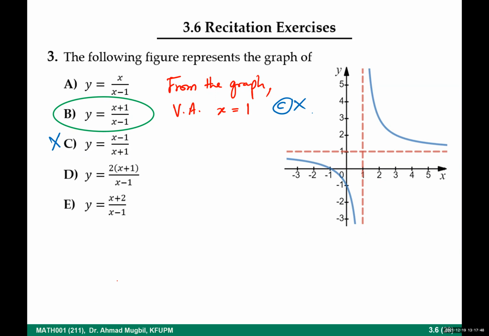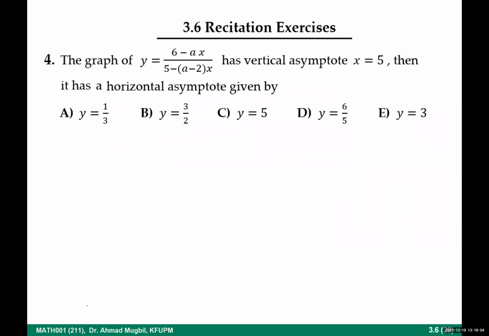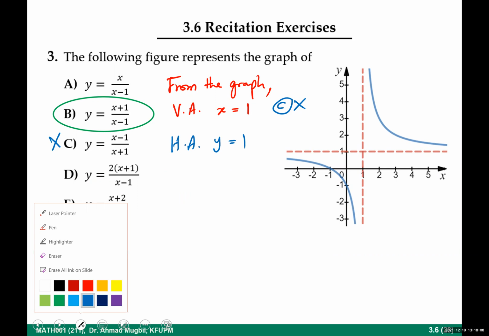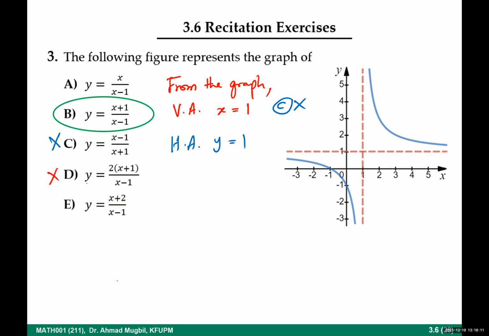Let's now go to the horizontal asymptote. We will find the horizontal asymptote. The horizontal asymptote is y equals 1. Now, this should exclude D. So D will be out, because the horizontal asymptote here is y equals 2, not y equals 1.